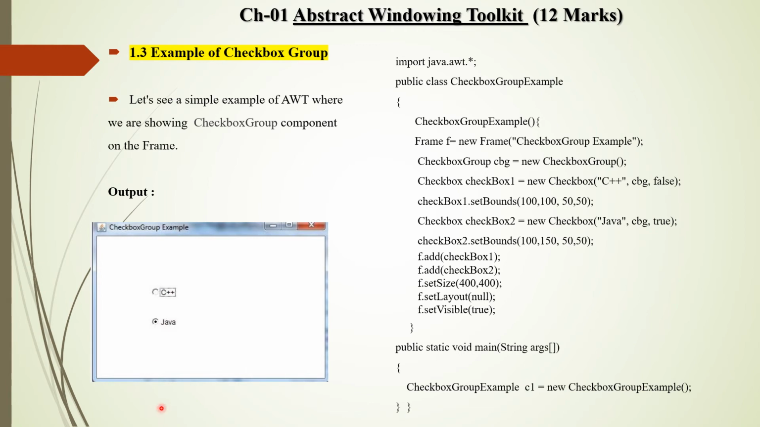like this. One frame is created with the title CheckboxGroup Example. Here we give the title, and two checkboxes are created. The first one is C++ that we create. In this we pass the false value, so it is initially unclicked. And the second checkbox, Java, we create checkbox2 and we pass true, so it is initially checked. And we can select only a single option from the given options, because these checkboxes are added into cbg, that is the object of CheckboxGroup.